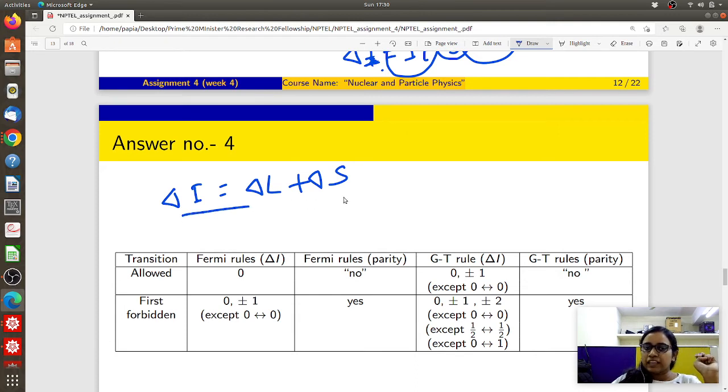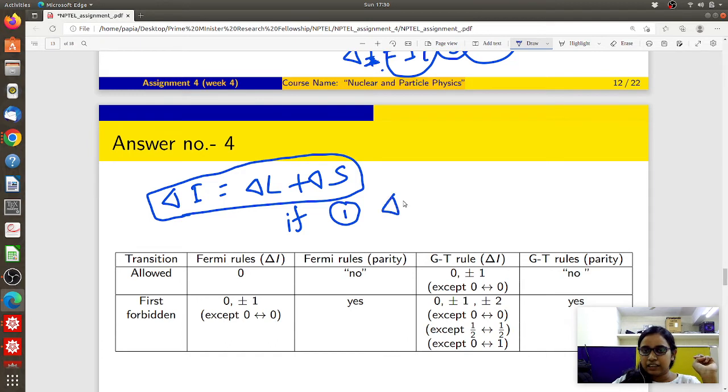So any beta transition will be allowed if and only if one condition is there: delta L should be 0. So this is the first condition for allowing any transition. If a beta transition will be allowed, then obviously delta L should be 0 for that reaction, for that interaction.